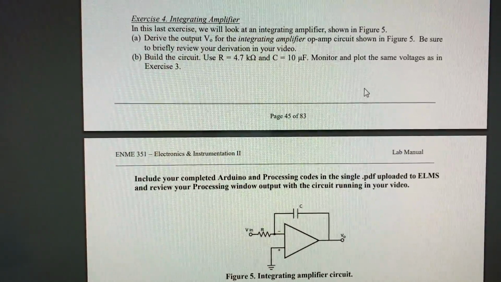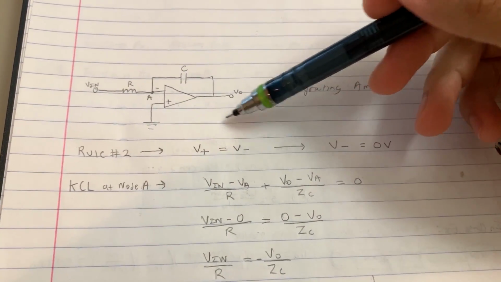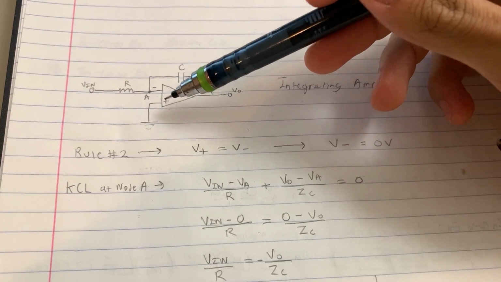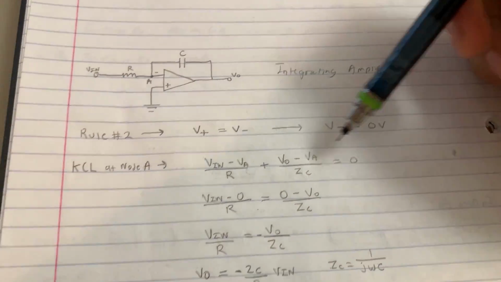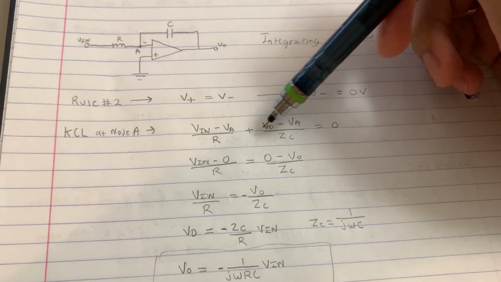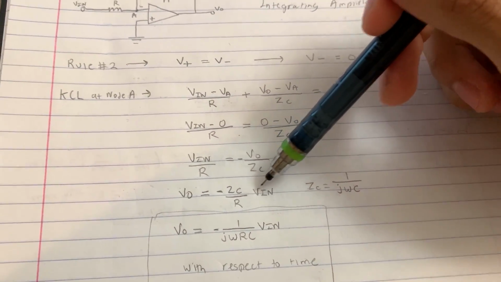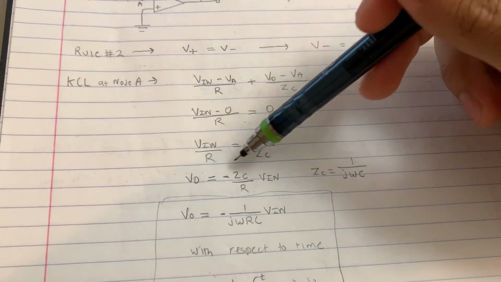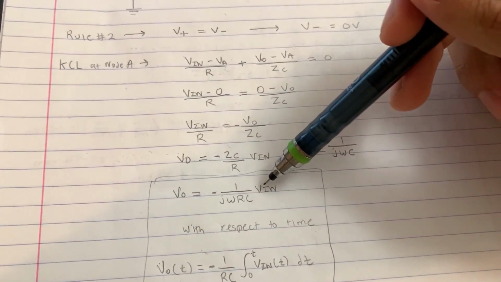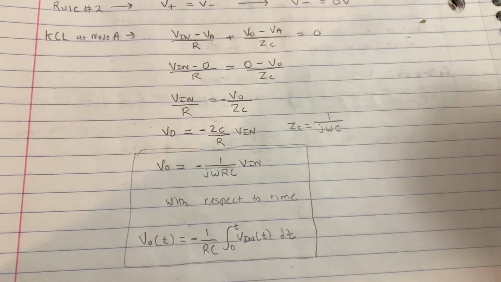Moving on to the last exercise, the integrating amplifier. I'll show you the analysis now. Here we'll start off with rule 2, and we know that V plus is equal to V minus, and in this case, V plus is grounded, so V minus is 0 volts. Then we can do a KCL at node A, and so then we get this right here. When we simplify the KCL, we get down to here, which is VO is equal to negative ZC over R times Vn. Then we can substitute this in for ZC, and we get our VO is this right here. And if we simplify that with respect to time, we get this final output.